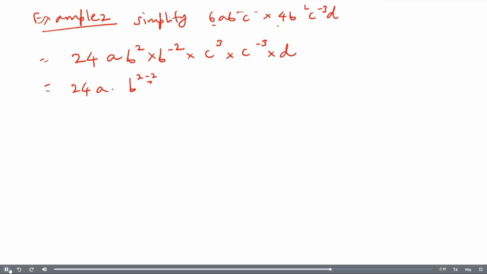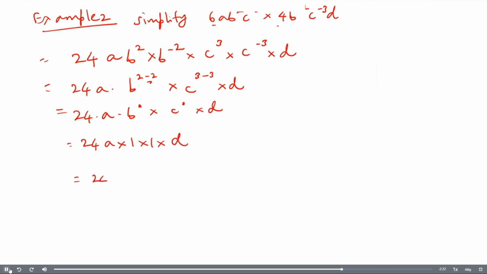If I have a common base b, I can do this. c to the power 3 minus 3 into d. This is nothing but 24 into a into b to the power 0 into c to the power 0 into d. 24a into 1 into 1 into d, which is nothing but 24ad.